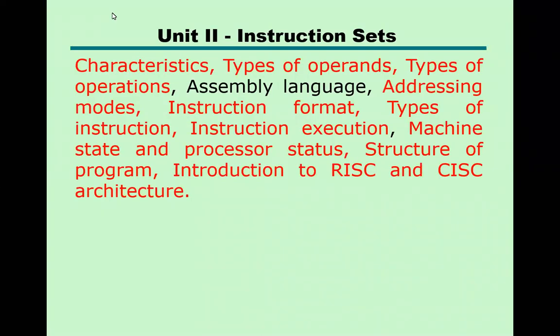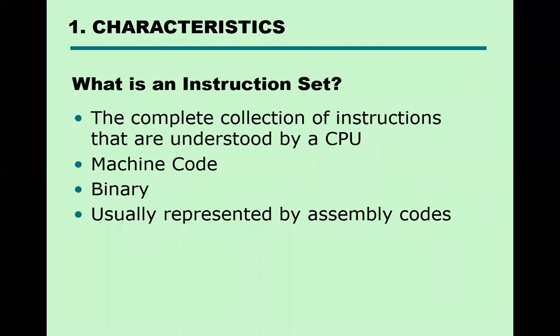What is the unit number two syllabus? So this is the unit number two syllabus. The first topic is the characteristics. So instruction characteristics we will cover today. The other topics are types of operands, types of operations, assembly language, addressing mode, instruction format, types of instruction, instruction execution, machine state and processor status, structure of program, introduction to RISC and CISC architecture. So if you observe here, mostly our discussion is related to instruction, as the unit name is instruction set. So we'll discuss in detail what the instruction characteristics are.